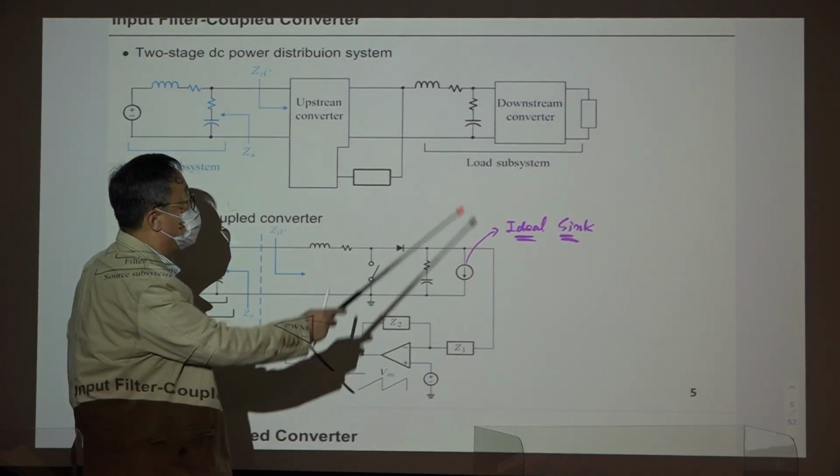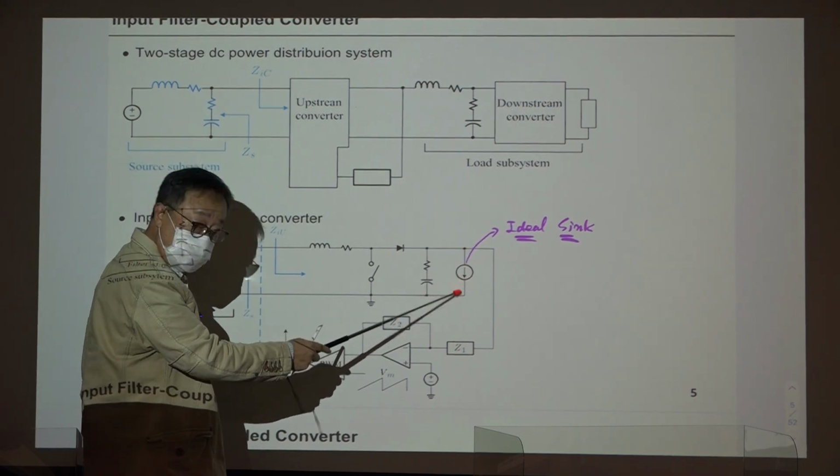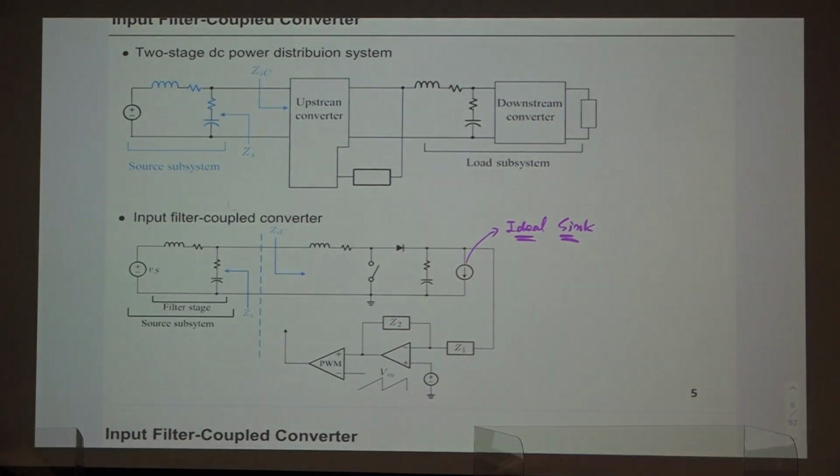So why should we bother with this? We just replace it with the current sink. The result will remain the same. So this is the final result, the final model we will be dealing with.